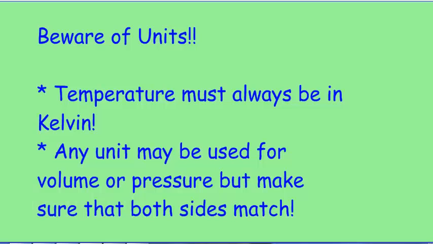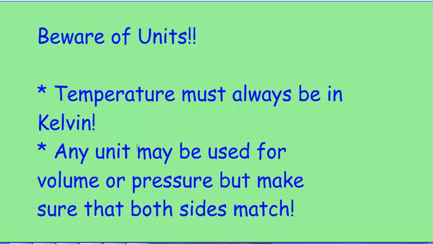Now, as you move on to your homework, please beware of units. First off, we've already said, temperature must always be in Kelvin. Any unit may be used for volume or pressure, but make sure that both sides match. For example, on your homework, the first problem has two pressures. One of the pressures is in atmospheres. The other pressure is in millimeters of mercury.